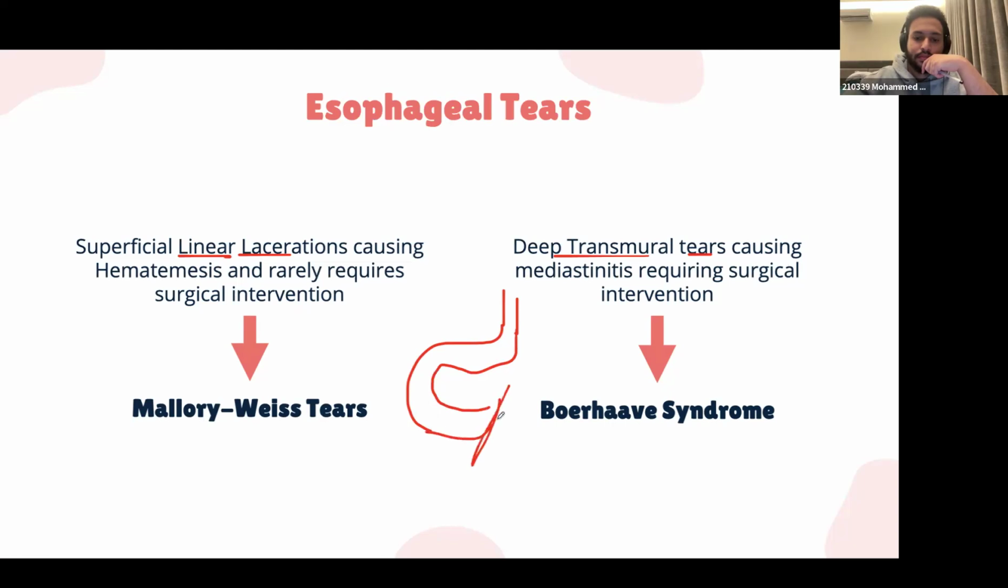Ligament of Treitz, which is this point over here. This is the stomach, very small stomach, but anyways, this is the duodenum, and then this part over here is the ligament of Treitz. Anything above that we characterize as upper GI bleed. Anything lower is lower GI bleed.